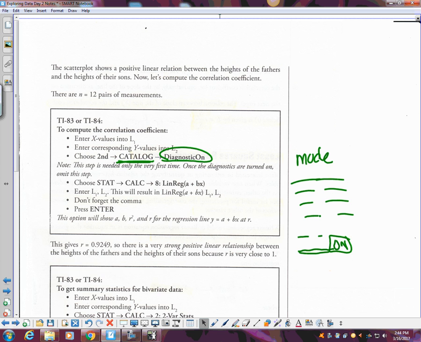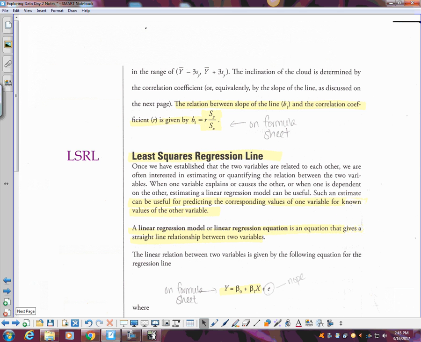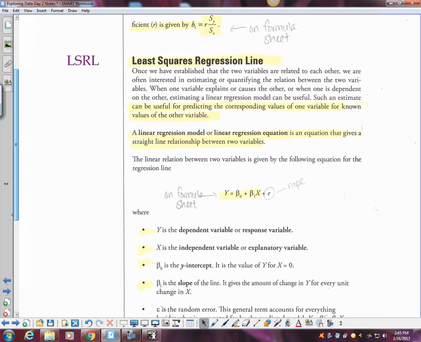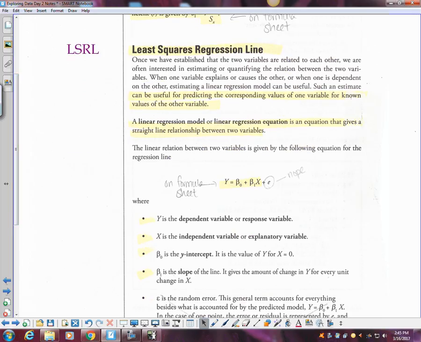Okay, so now let's look at the least squares regression line. On the test, sometimes they use the abbreviation LSRL to refer to a least squares regression line.